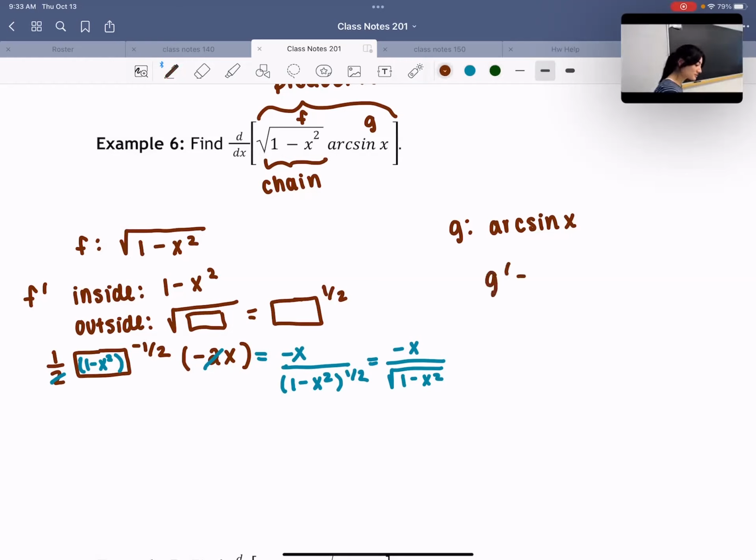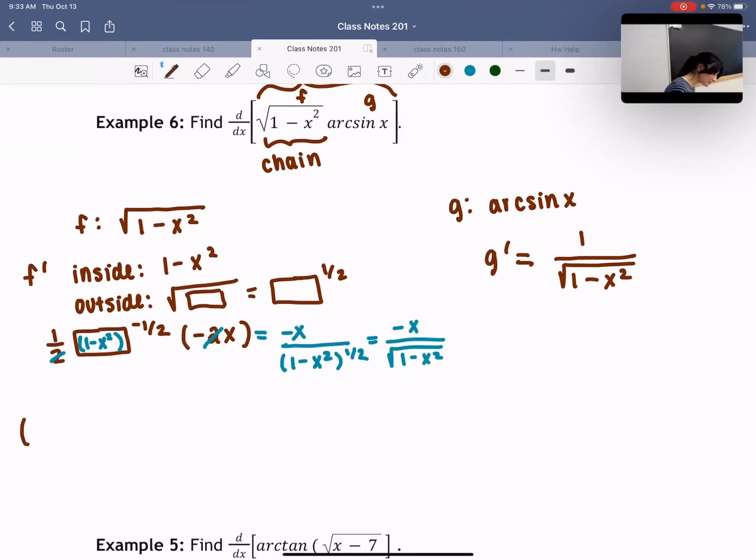What is the derivative of arc sine? 1 over square root of 1 minus x squared. Perfect. All right. So I have all my parts. And I know that the product rule says that (fg)' is fg' plus gf'. Okay, I have all my individual pieces. I can kind of just piece them together.